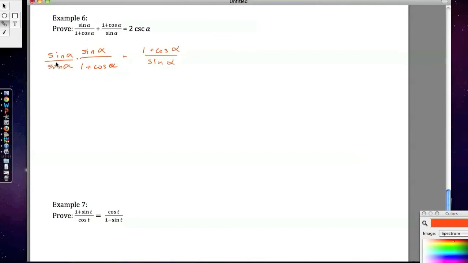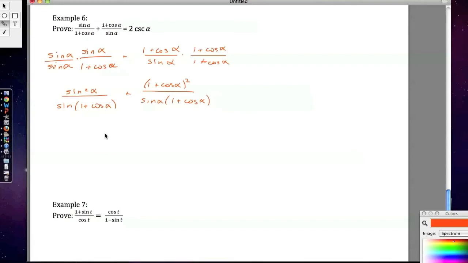And I'm picking what I get from the other fractions. So I'm going to multiply this one by 1 plus cosine of alpha. And let's reduce. This gives me sine squared alpha over sine times 1 plus cosine of alpha, plus 1 plus cosine alpha squared, because it's two of them. And on the bottom I have sine alpha times 1 plus cosine alpha. Where do I go from here?